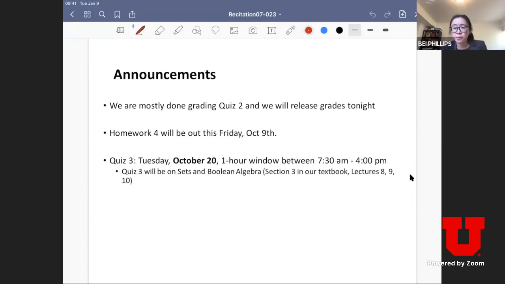And again, it's going to be a 1 hour window between 7:30 until 4. And it's going to be on the topic of sets and Boolean algebra. And it's going to cover our lectures 8, 9, and 10.